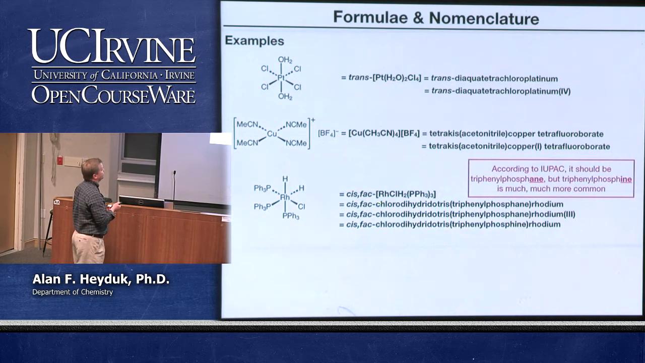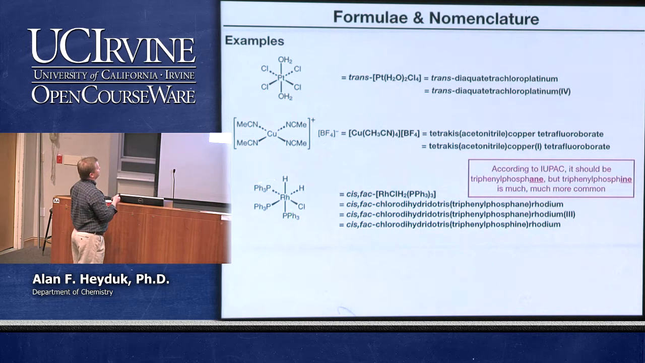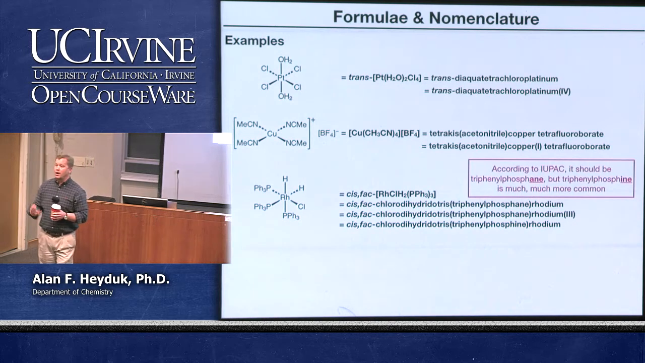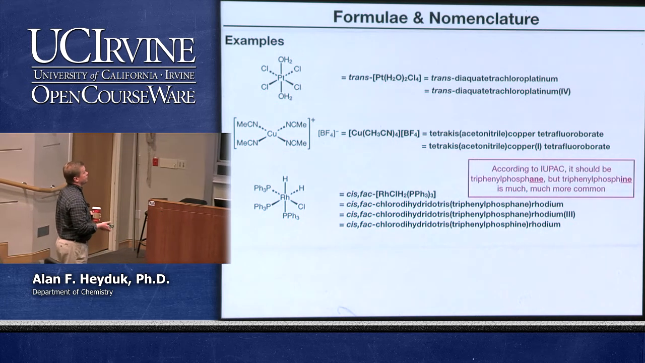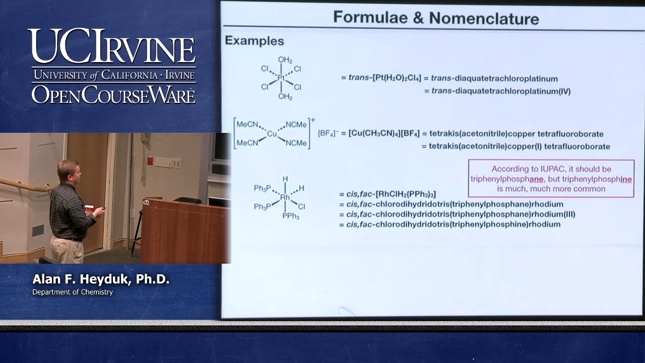So the formula, cis, fac. Okay, so the cis refers to the orientation of the 2 hydride ligands. Fac gives the orientation of the 3 phosphine ligands. In this case, you need both to define the geometry. Because the other alternative, well, you could of course have trans hydrogens, or you could have the meridional arrangement of phosphine ligands.